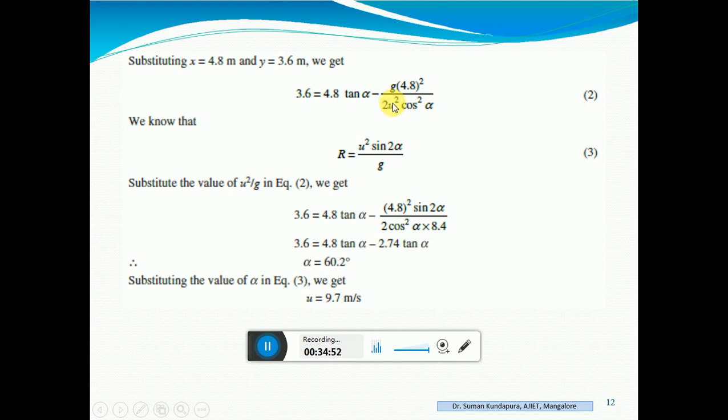You can remove this u squared by writing R divided by sine 2 alpha is equal to u squared by g. Therefore g by u squared, the reciprocal of this equation, will give you sine 2 alpha divided by R. At that place you please substitute sine 2 alpha divided by R.